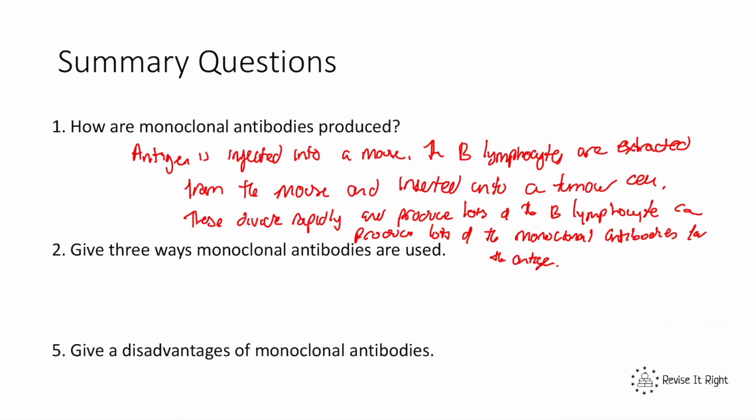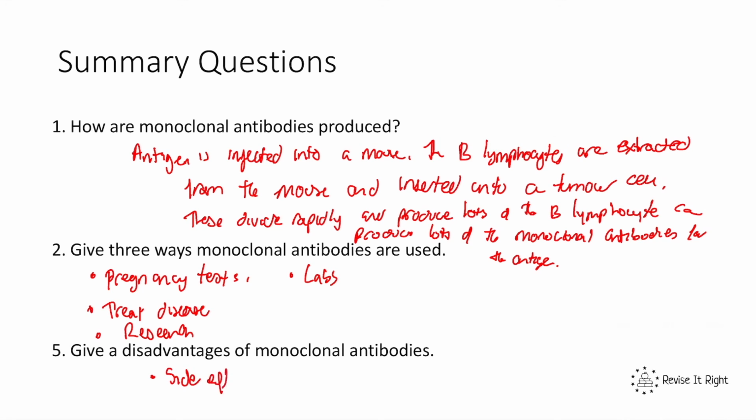Give 3 ways monoclonal antibodies are used. Well, you can talk about the fact they're used in pregnancy tests. They're used to treat disease. They're used in research. And they're also used in labs to study different hormones and chemicals. And finally, give a disadvantage of using monoclonal antibodies. The big one that we talked about was the side effects. So for example, vomiting, fever, and low blood pressure.